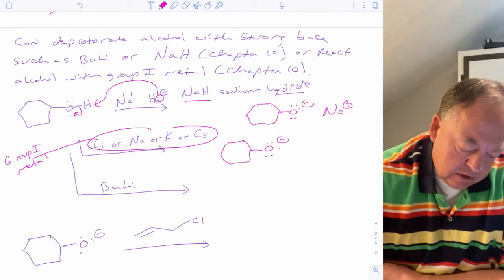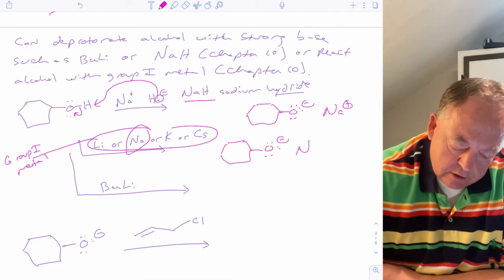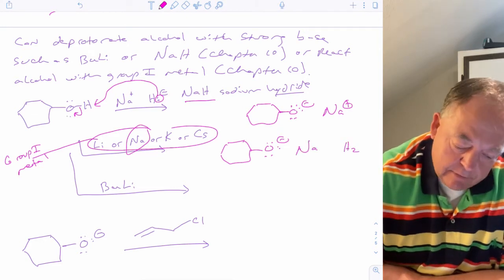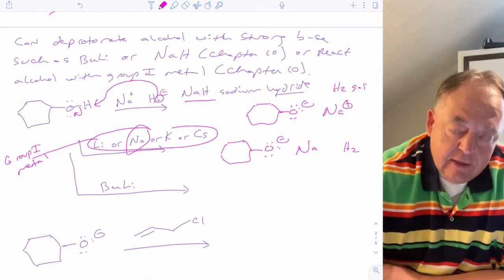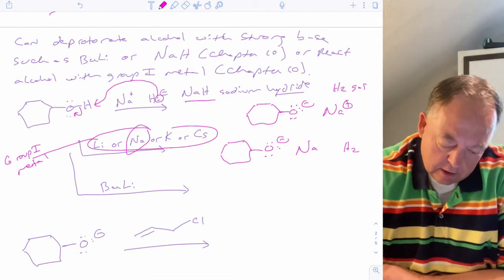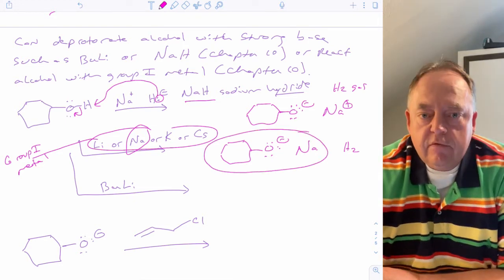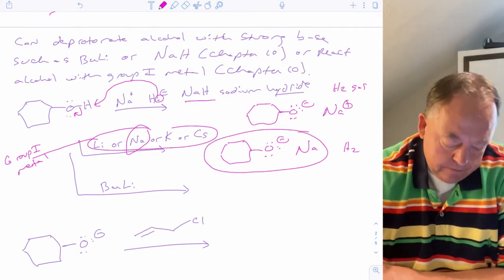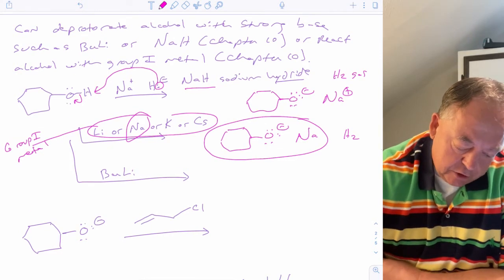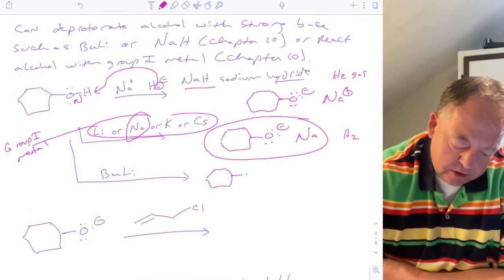So if we use sodium, for example, then that would just make the sodium salt, and you would make H2 gas. And the same in the first, when H- takes off H, you would also make H2 gas, which will bubble out of your solution, and then you would just have the conjugate base of the alcohol, the alkoxide, sitting there. Or we looked at that you could use butyl lithium to deprotonate the alcohol.